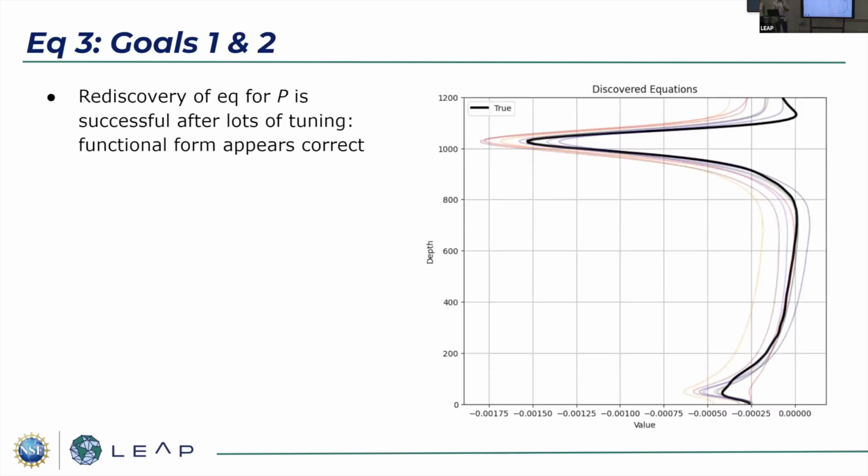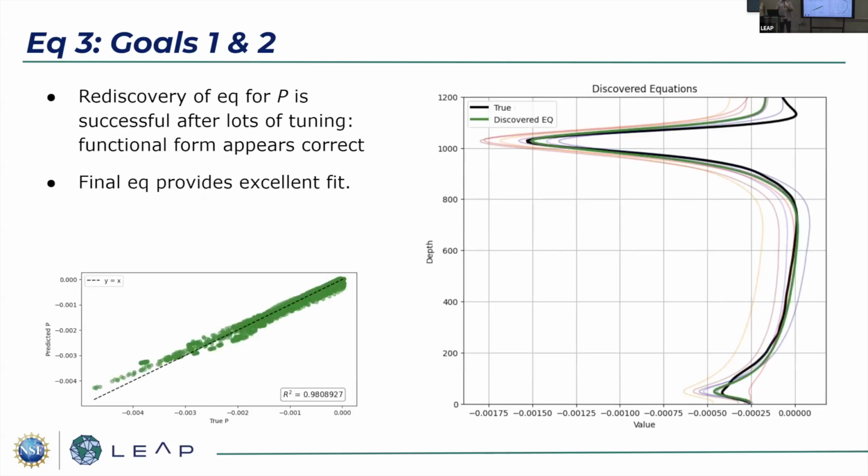First things first, I thought this was a funny figure to put up here because the true vertical profile of the P term is in black here. All of these other lines are completely nonsensical, overcomplicated equations, which are really close to what we want and are essentially one of the negatives of using symbolic regression.